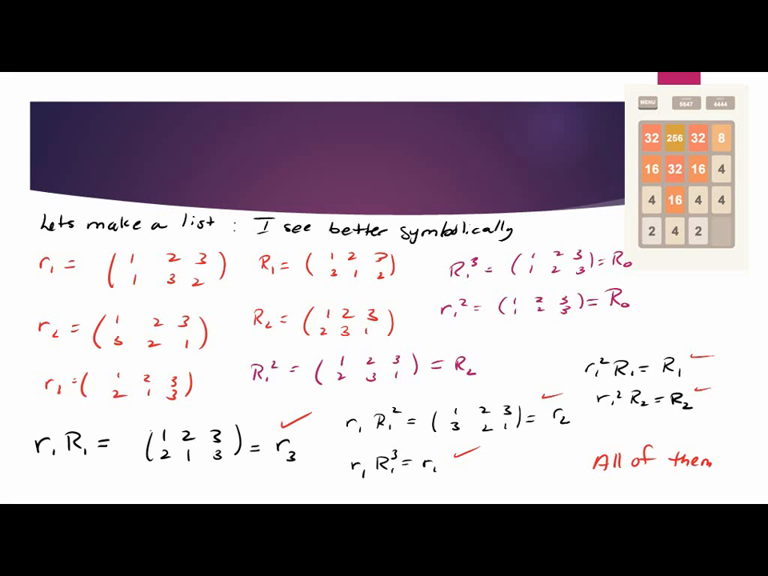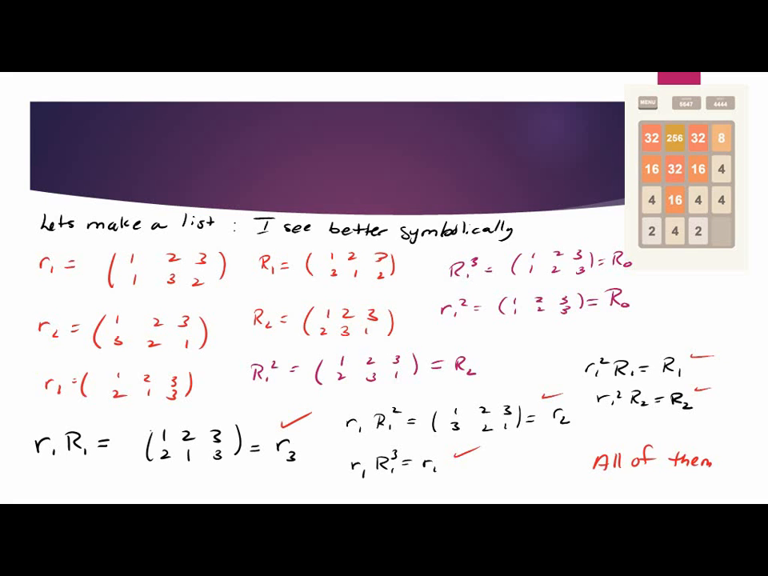Does anybody need an explanation of how I'm using this symbolic method of calculating the composition? I believe that on the test there might have been some confusion about the order of composition. If you're taking F composed with G, you apply G first, and then you apply F. So when you do a permutation, you apply the inner one first, and then apply the outer one. So that's the order.